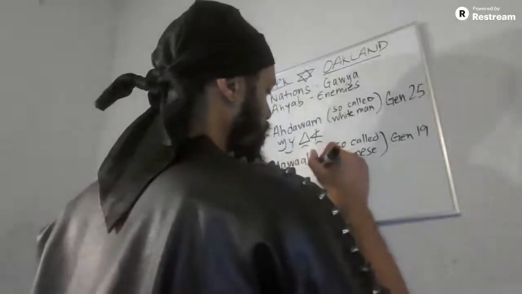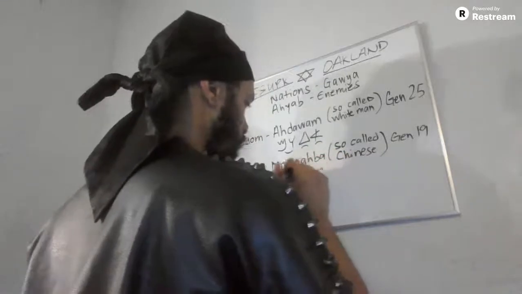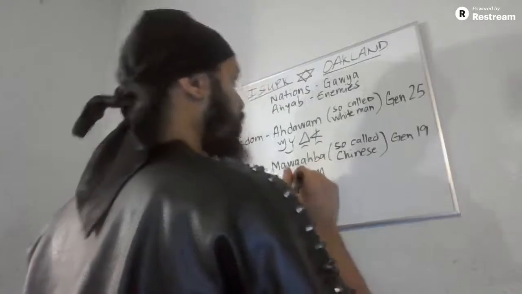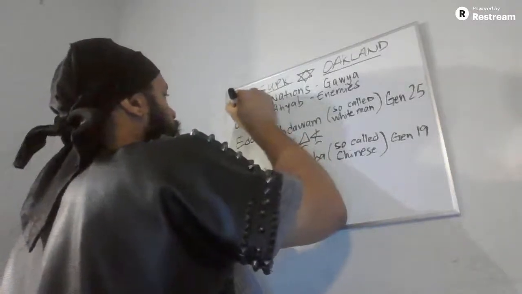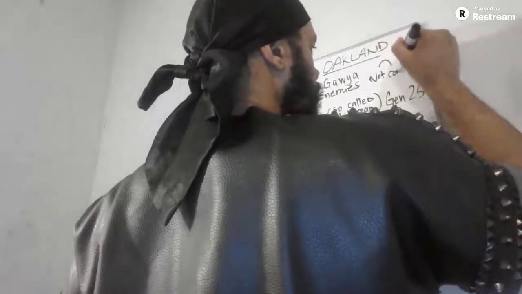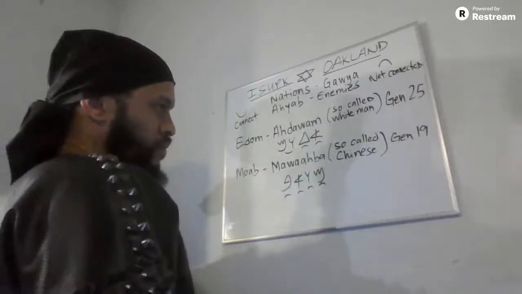So, ma, wa, ba. Should be enough space. All right. Number 1.